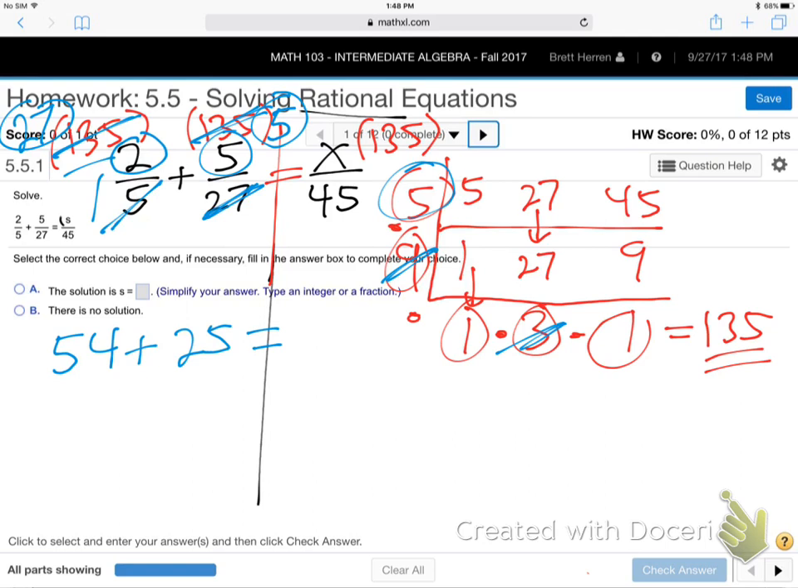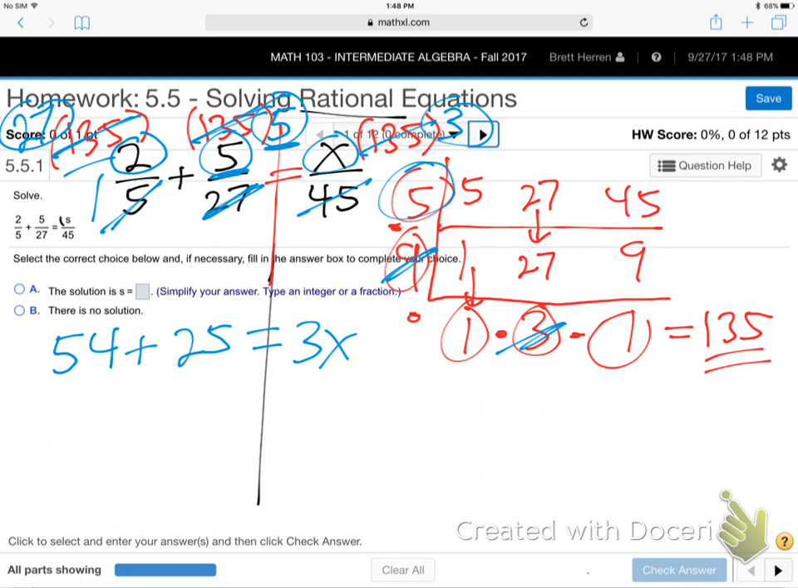Tracking with me? So you cross cancel, just divide on your calculator. The 5 answer times the 5 that was already there, 25. Over here, 45 into 135. It's got to be 3. And what's left over? X and 3, 3x. Look at that, no fractions. They all were canceled out. Everybody see what happened there?